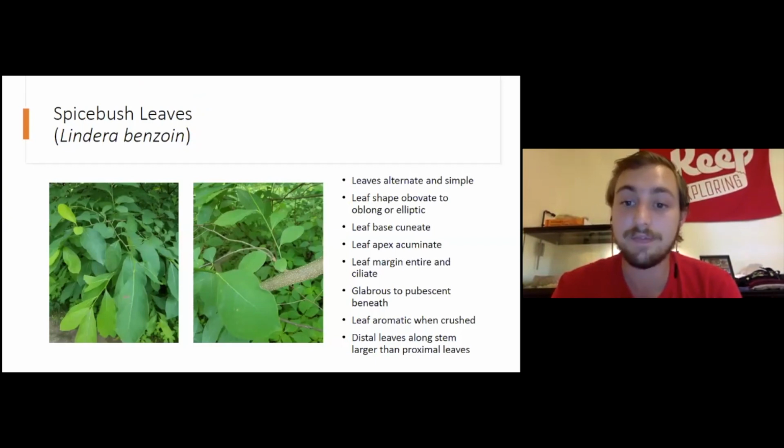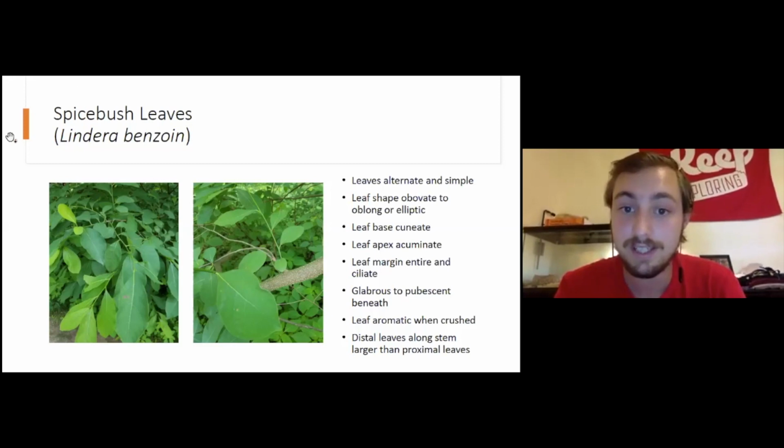It is glabrous, but also sometimes hairy beneath, but the really distinctive feature, if you were to crush them up and smell them, is that they are very aromatic, giving that spicy aroma. Another feature is that its distal leaves, the leaves furthest from the origin of the stem, are a lot larger than the proximal leaves, or the leaves closest to the stem.